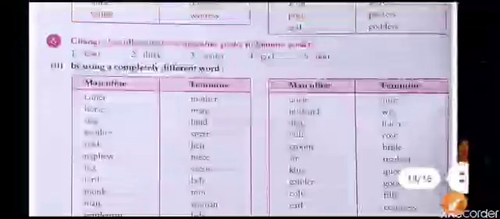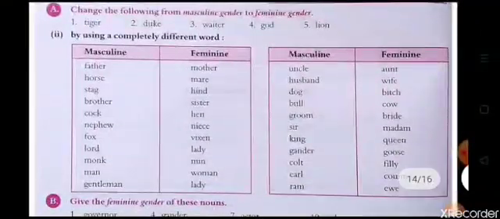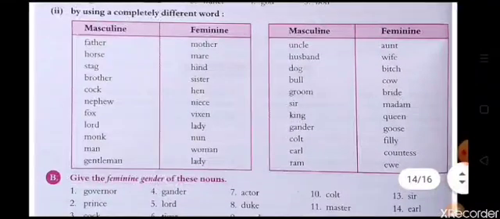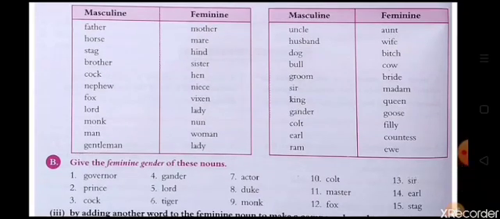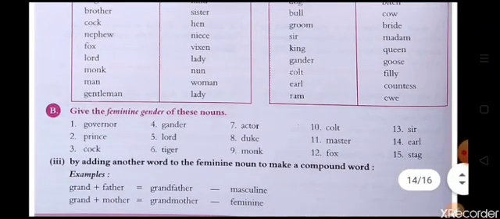By using a completely different word: father, mother; horse, mare; stag, hind; brother, sister; cock, hen; nephew, niece; fox, vixen; lord, lady; monk, nun; man, woman; gentleman, lady; uncle, aunt; husband, wife; dog, bitch; bull, cow; groom, bride; sir, madam; king, queen; gander, goose; colt, filly; earl, countess; ram, ewe.